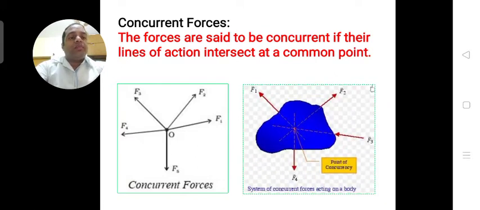In this another picture, there are 4 forces F1, F2, F3 and F4. All these 4 forces are meeting at a common point, and that point is called the point of concurrency. And these forces are concurrent forces.